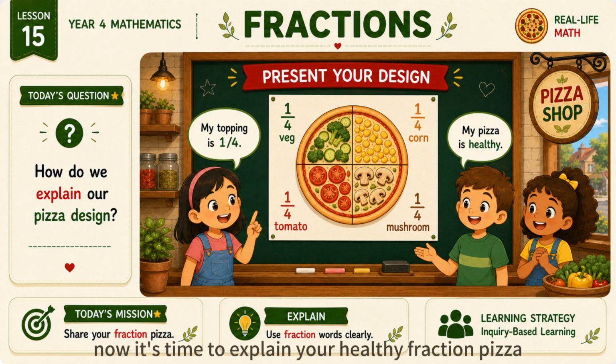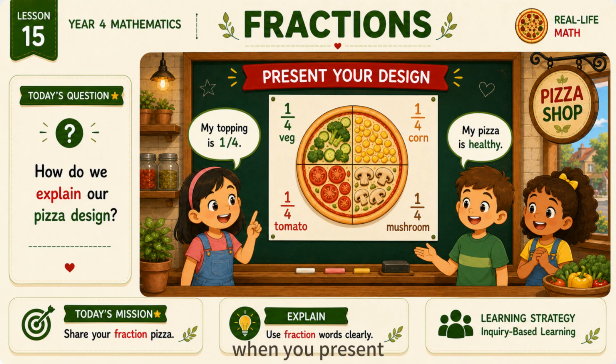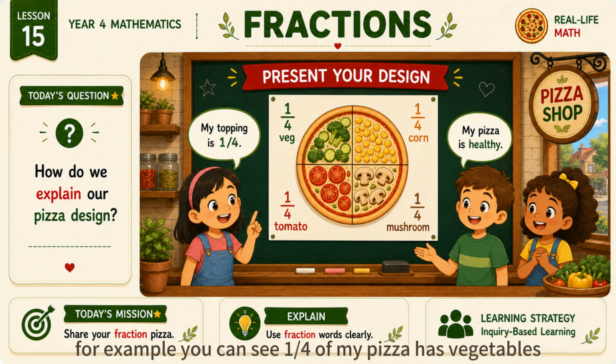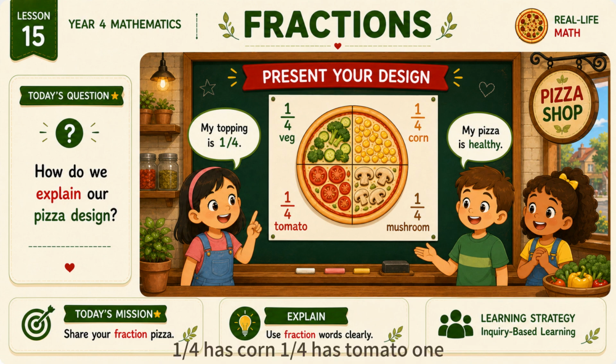Now it's time to explain your healthy fraction pizza. When you present, use clear fraction words. For example, you can say 1/4 of my pizza has vegetables, 1/4 has corn, 1/4 has tomato, 1/4 has mushroom. A good explanation tells us the parts, the fraction, and how the whole pizza is completed. Say one sentence about your pizza. Design using a fraction 1/4.